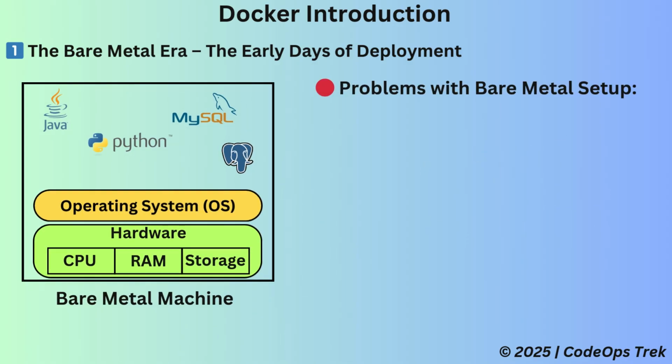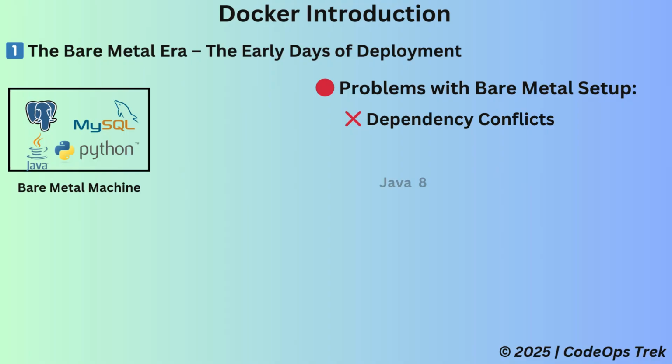Now, the biggest issue with this kind of setup was dependency conflicts. Suppose we had two Java applications, one needed Java 8, while the other required Java 11. Installing both on the same machine often caused conflicts, making it extremely difficult to set up and maintain. Similarly, databases like MySQL 5.7 and MySQL 8 couldn't run easily on the same server due to version mismatches. This same problem occurred with different programming environments, runtimes, and system libraries.